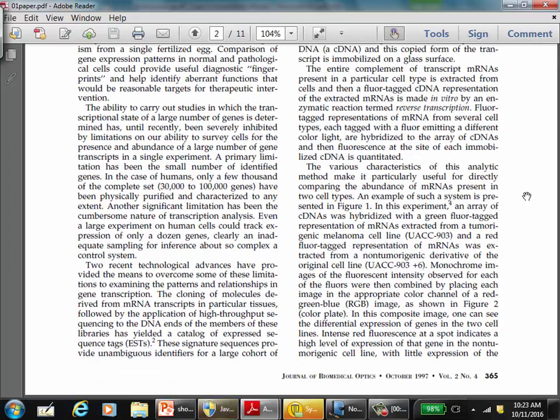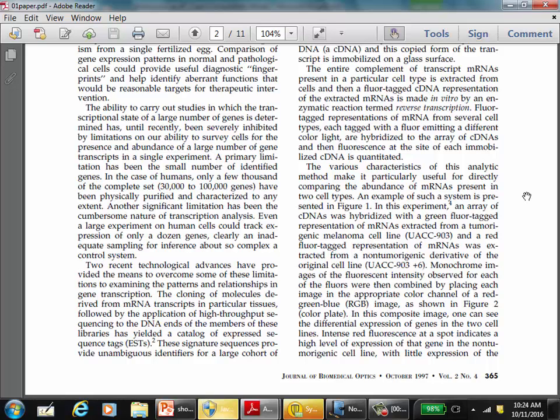See here it says the ability to carry out studies in which the transcriptional state of a large number of genes is determined has until recently been severely inhibited by limitations on our ability to survey cells for the presence and abundance of a large number of gene transcripts in a single experiment. So the microarray is going to allow simultaneous measurement of the expression status of thousands of genes, right? That has been made possible by this technology that was invented close to 20 years ago. So this biology portion, I don't think you should have any problem reading, right?